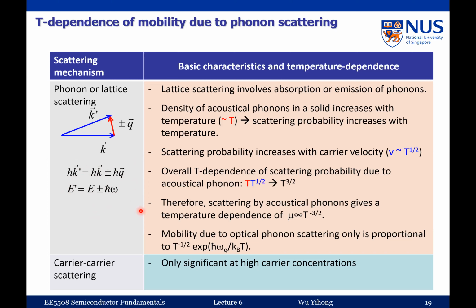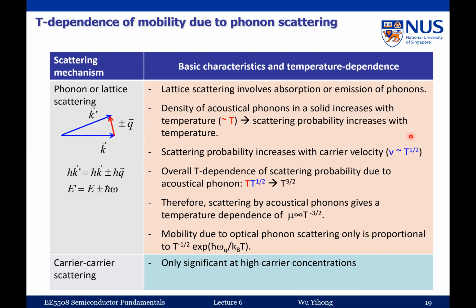For phonon inside the crystal lattice, we use quantum mechanics to derive this, and we get the phonon picture for this lattice vibration. So now we just use that for scattering of electrons. Of course, the density of acoustic phonons in solid will increase with temperature, because phonon is excited by temperature, right? It's proportional to temperature.